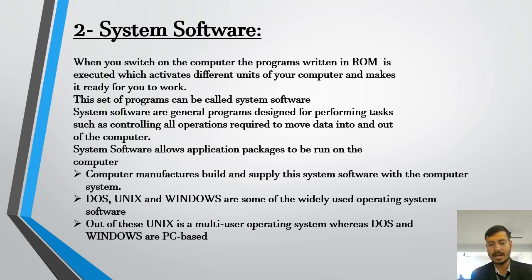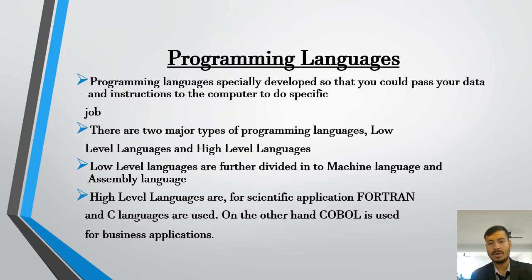Manufacturers build up and supply this system software with the computer system. DOS, Unix, Windows are some of the widely used operating system software. Out of this, Unix is a multi-user operating system, whereas DOS and Windows are PC-based. And my next slide, programming language.